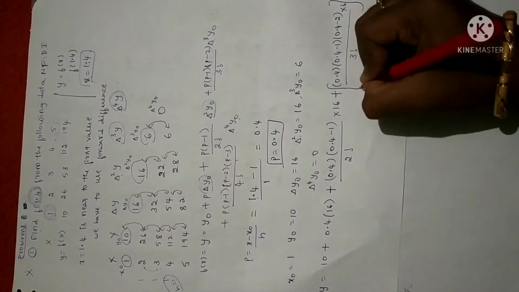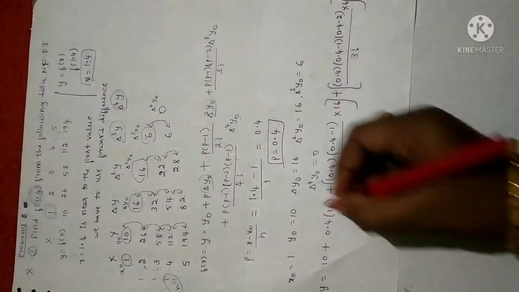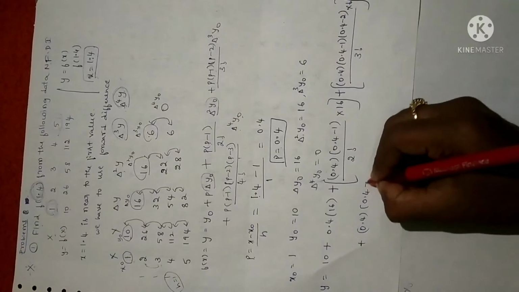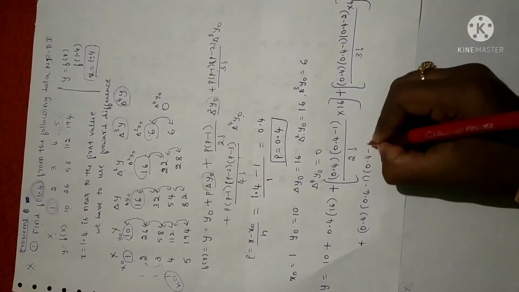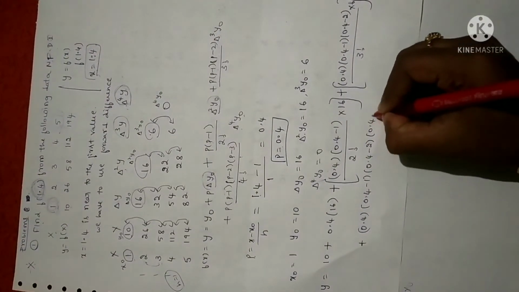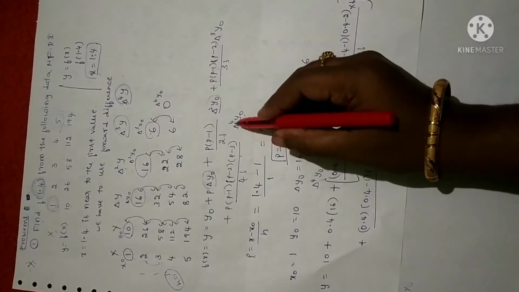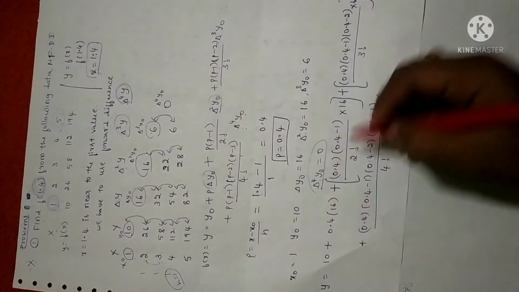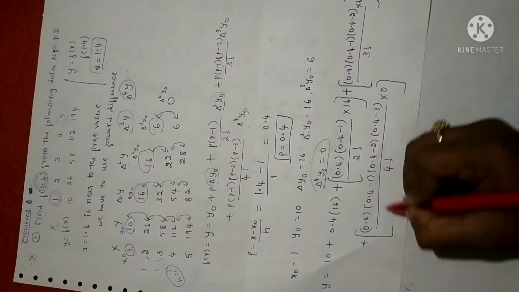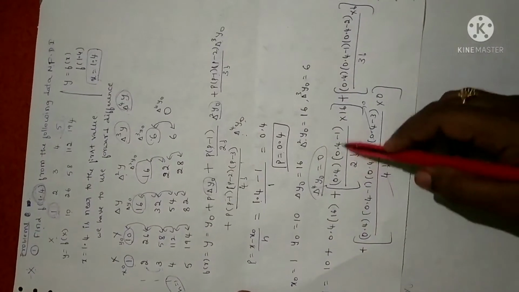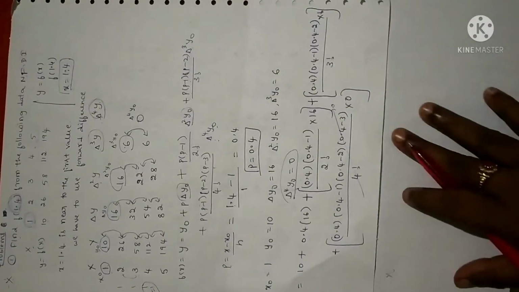Fine. So this is the third term. Now the last term is plus p, which is 0.4, into 0.4 minus 1, 0.4 minus 2, 0.4 minus 3, divided by 4 factorial, into delta power 4 of y naught. Delta power 4 y naught is 0. Anyhow, 0 multiplied with any term will be 0. So this term will not be there. Fine. The rest of the terms we need to simplify. So I'll just show you here.